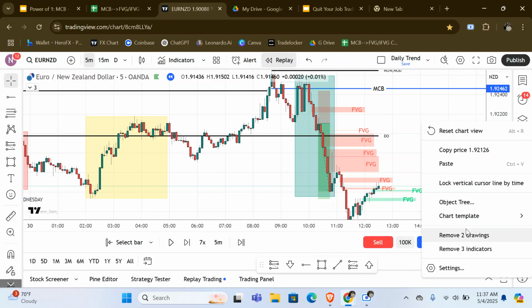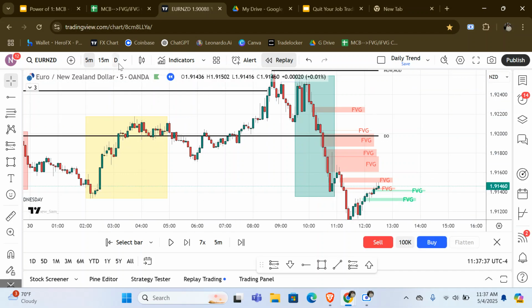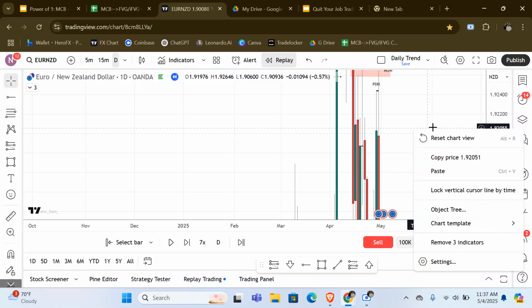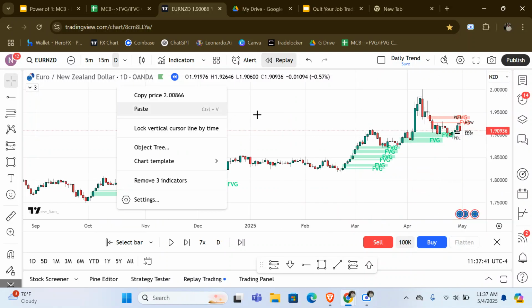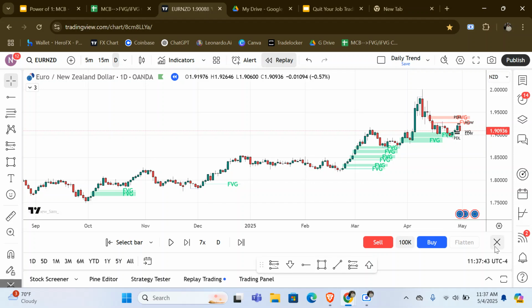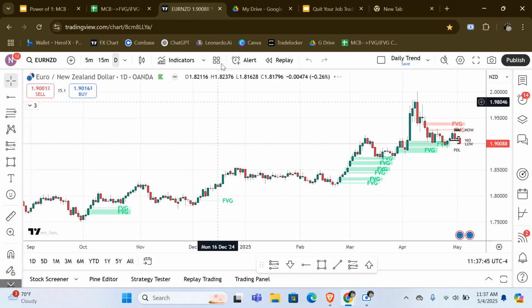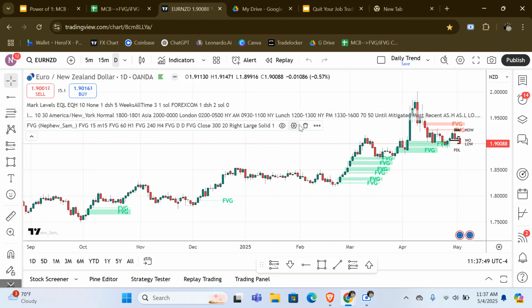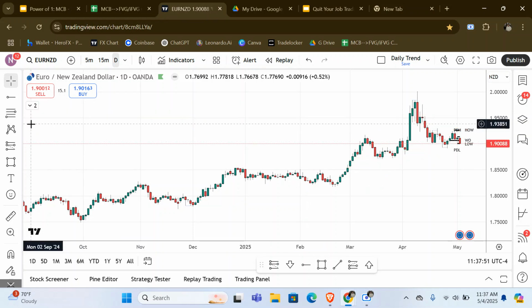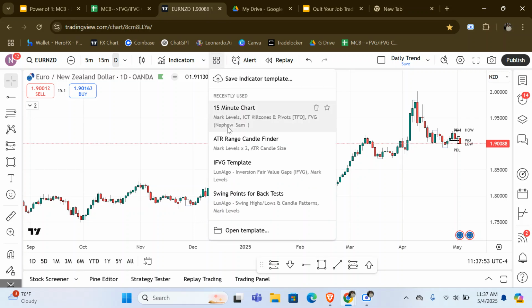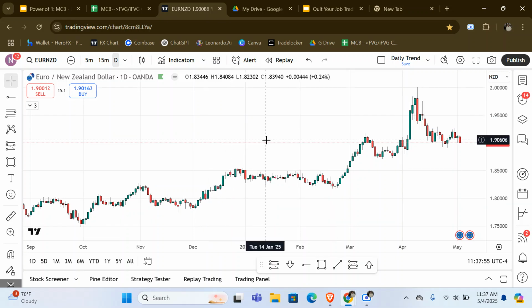So let's get rid of these drawings. We'll go back to our daily chart. Reset that. I don't like the fair value gaps appearing until I need them, because I don't like a busy chart.